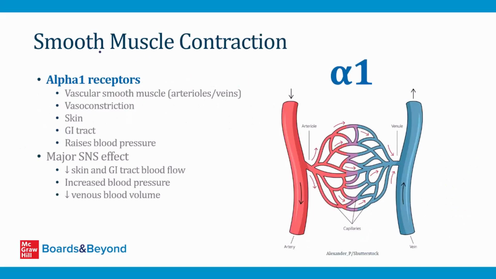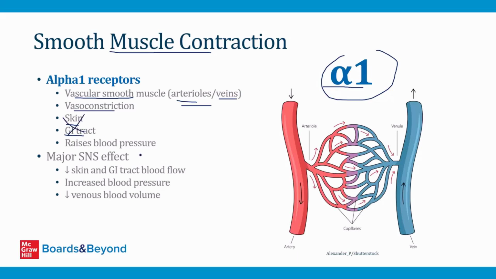When the sympathetic nervous system wants to generate smooth muscle contraction, what it's going to do is activate alpha-1 receptors. And the major place where you find these receptors is in vascular smooth muscle, and by this I mean smooth muscle surrounding arterioles and veins. When these alpha-1 receptors found on arterioles and veins get activated, that causes vasoconstriction. Basically, it shrinks the size of the blood vessel. There are lots of alpha-1 receptors in the blood vessels associated with the skin and the GI tract. So in a person who's in a fight or flight sympathetic response, you will have less blood flow to these regions.